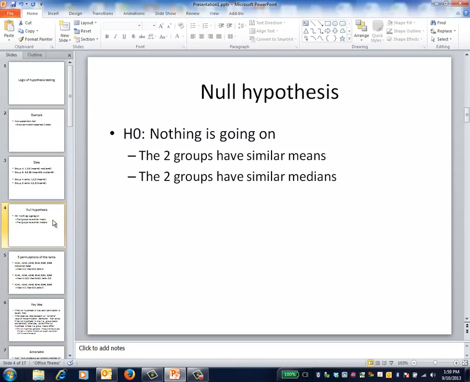Loosely speaking, the null hypothesis always states that there's nothing going on. Depending on the statistical test to be used, this idea might be operationalized by saying the means of the two groups are identical, the medians of the two groups are identical, or something similar.